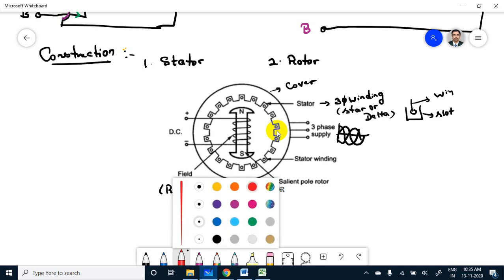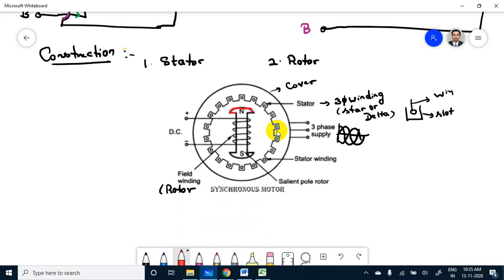This one, and this one, what type of rotor? It will be a salient pole structure. It will look like some curve has taken place in the top layer, a skewed curve will be there. This is known as salient pole rotor. Understand or not? The gap between the stator and rotor, there will be a small gap. This is known as air gap.